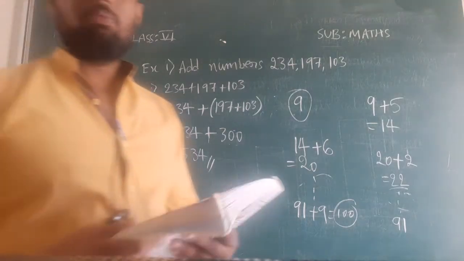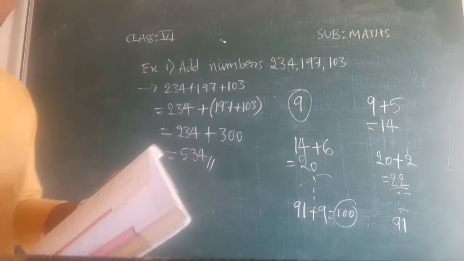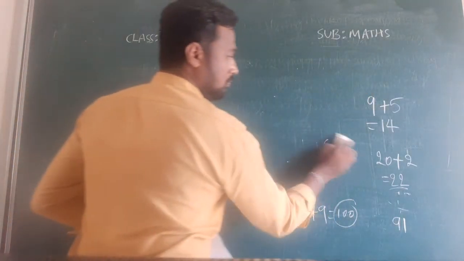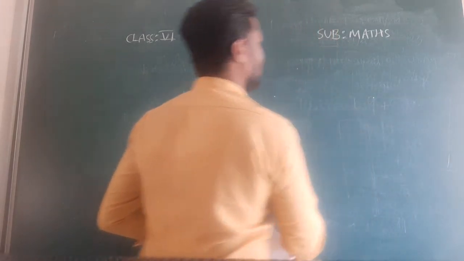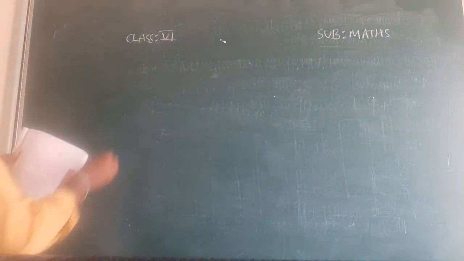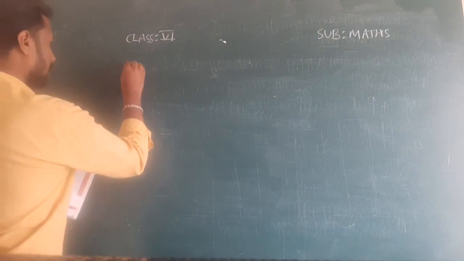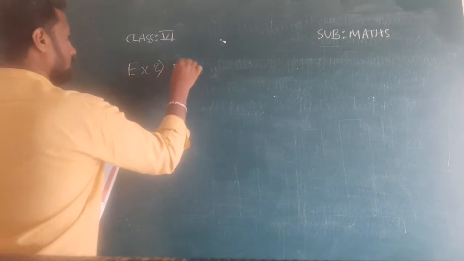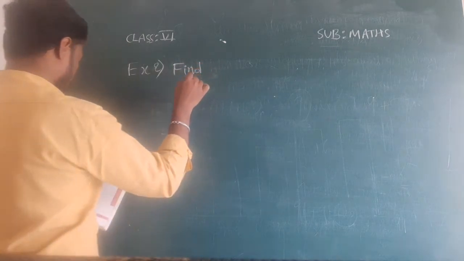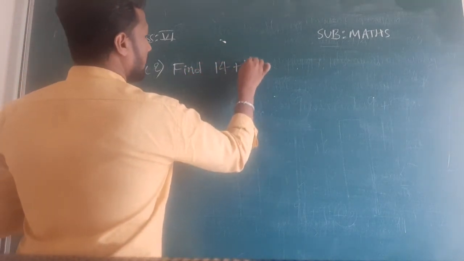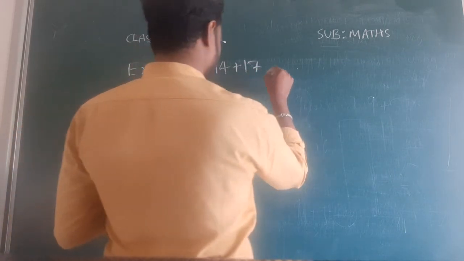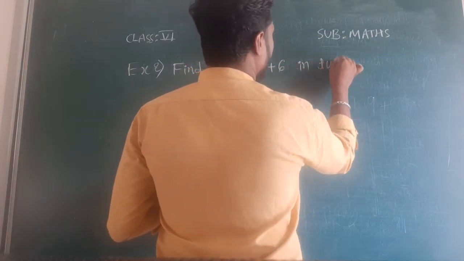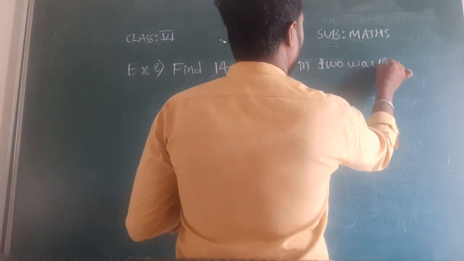Okay. Now I will move to the next example. In second example, this is given in page number 37. Find 14 plus 17 plus 6 in two ways.